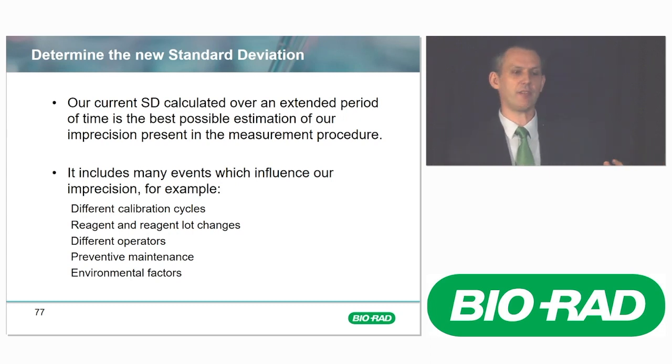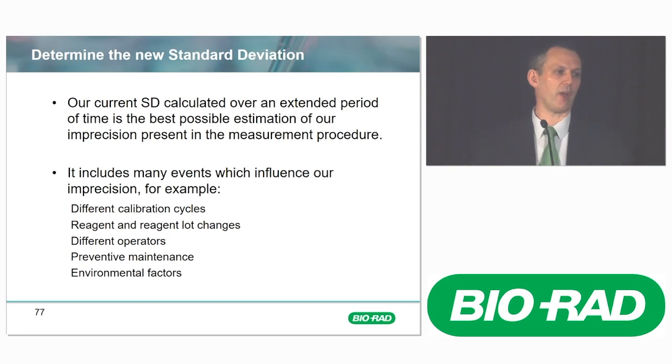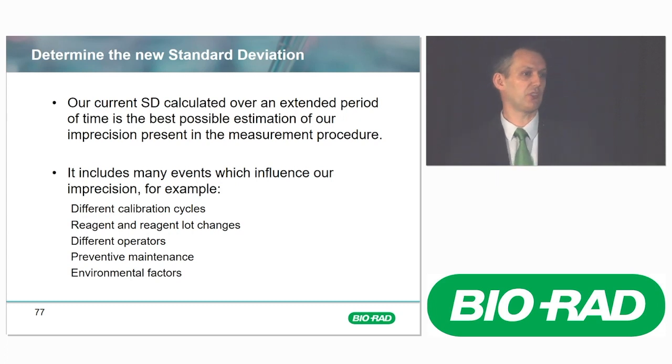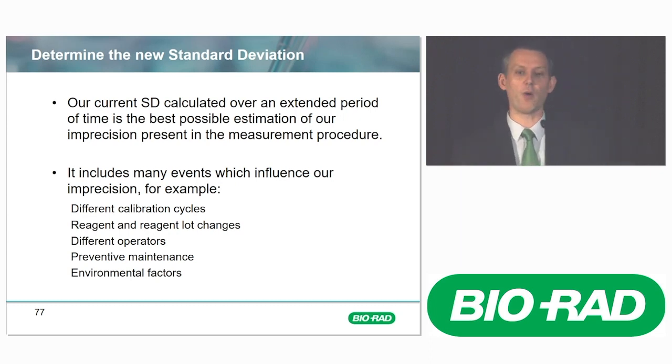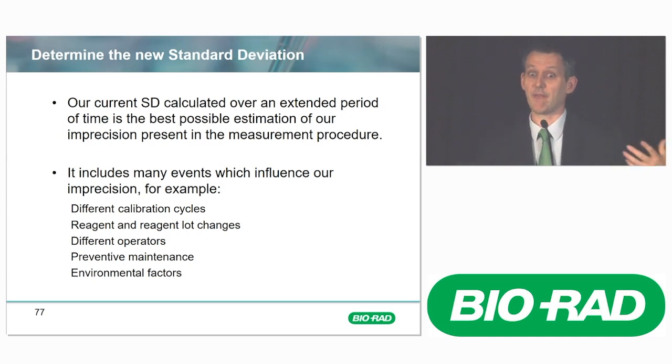We can take that standard deviation over a long period of time, and that includes a lot of variation of the instrument. We have calibration changes, maybe calibration lot changes, reagent lot changes. There are a lot of users that have used the system. There's maintenance that we've done daily, weekly, we've replaced parts of the instrument, so everything is in there. Environmental factors, temperature, humidity, are all part of that variation and imprecision of our instrument. That makes it the best possible estimation of our standard deviation.